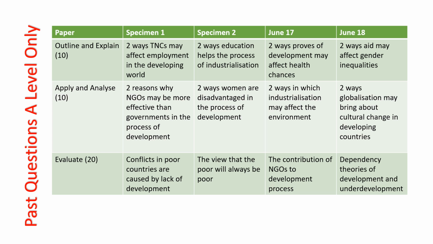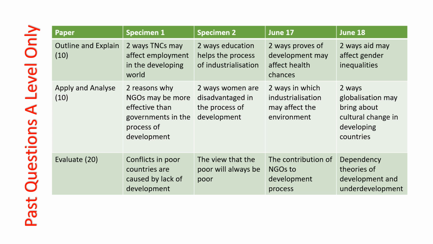Specimen 2: two ways education helps the process of industrialization. Okay, so teaching skills, passing on Western values. Two ways women are disadvantaged in the process of development. You could talk about a lot of aid money going to males, although there are some micro schemes that target women in the developing world. We can talk about the process of westernization meaning that women, if they adopt Western values, could then be in conflict with their traditional cultures.